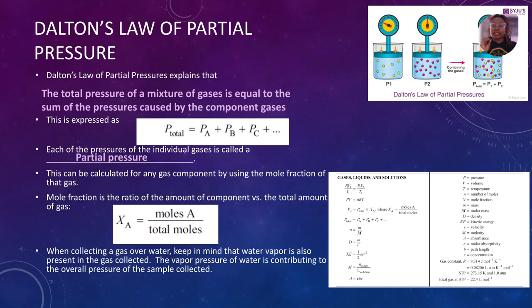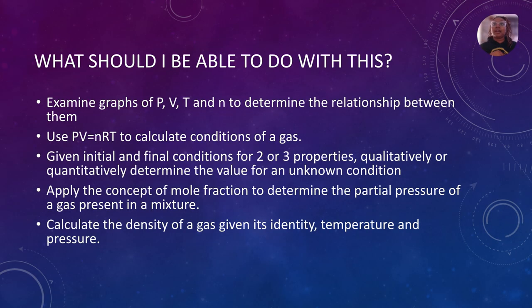The mole fraction is the ratio of the amount of the component versus the total amount. So if I know I have a certain number of moles of a gas, I take just the moles of that specific gas and divide it by the total moles to find that gas's partial pressure. Okay.